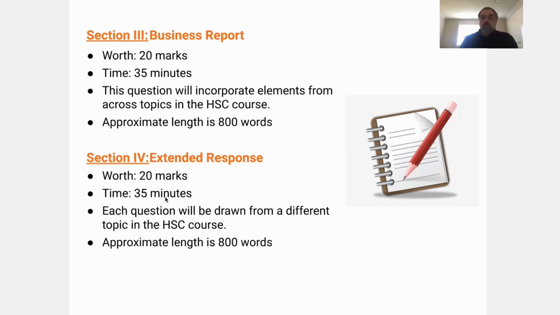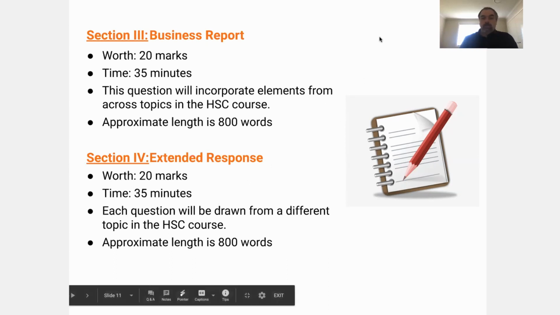And again, you're probably spending around 40 to 45 minutes with a bit of time saved earlier in the paper. As we've mentioned, it's 2 questions and it comes from 2 different topics. So you have a choice there of 2 questions. And again, the approximate length is 800 words.